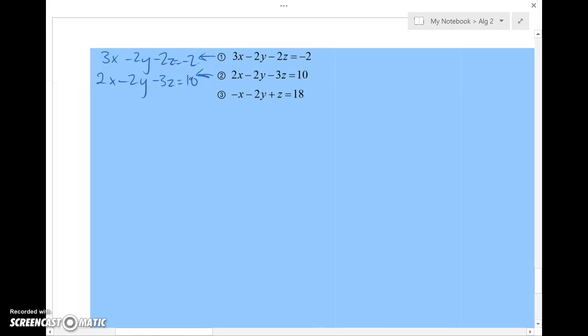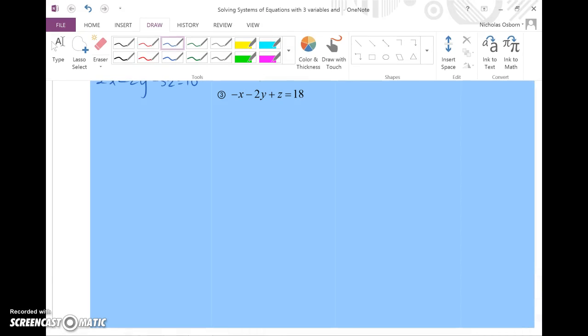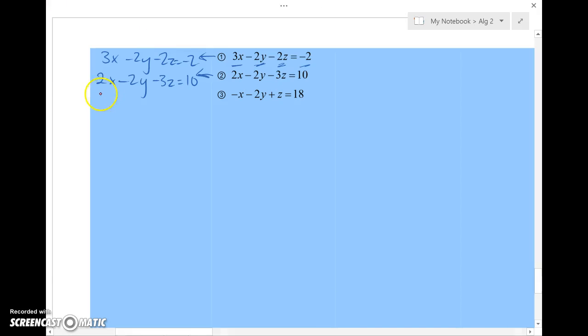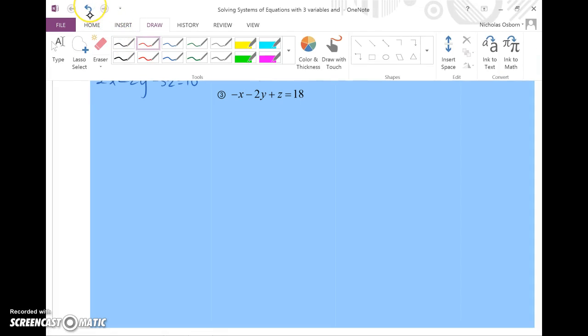And again, that brings up an important point. Make sure you rewrite these equations correctly. Double check too. Go back and see, okay, did I write that one correctly? Just double check to make sure, okay, this is 3, this is 2y, this is negative 2z, and this is negative 2. Because that's another big mistake you guys make, is just not writing the equation correctly.